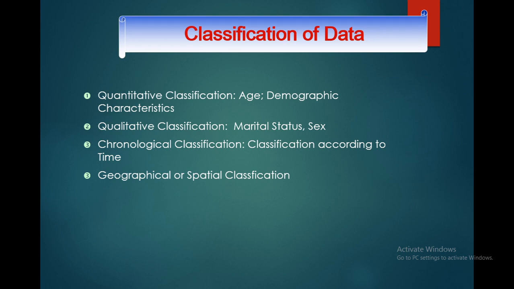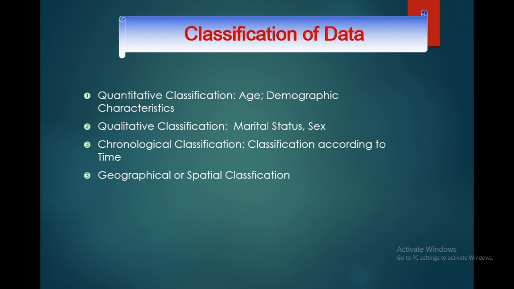And then we come to the stage of classification of data. The stage of classification is very crucial, because on the basis of classification we can compare the groups or see the differences in the groups. The classification consists of four main types.